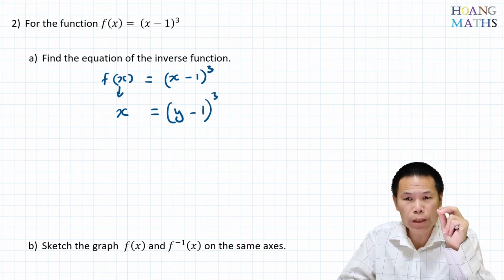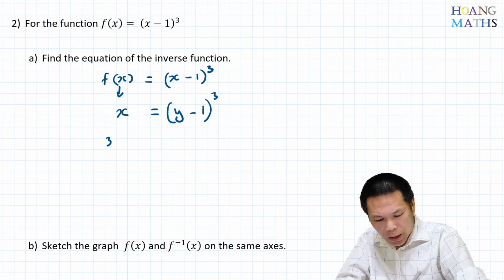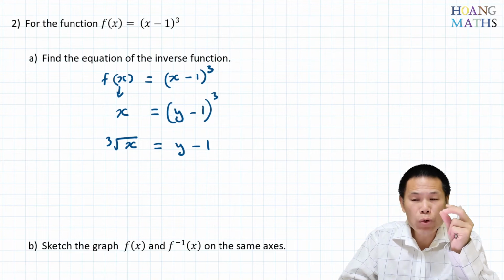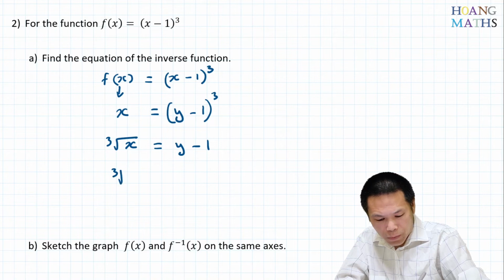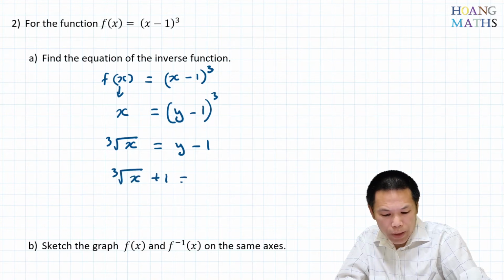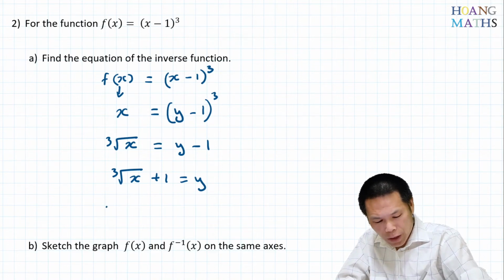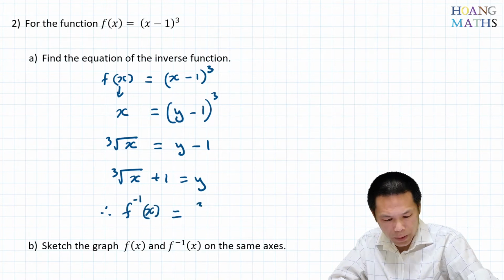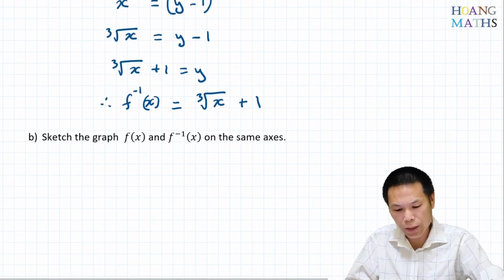So to solve this, the opposite of power 3 is cube root. So I cube root both sides. So that gives me cube root of x is equal to y minus 1. So now I move the minus 1 to that side. So it becomes plus 1. So cube root of x plus 1 is equal to y. So therefore, this is the inverse of the function. So therefore, f inverse of x is equal to cube root of x plus 1. So there you go. Now we need to sketch the function and the inverse.